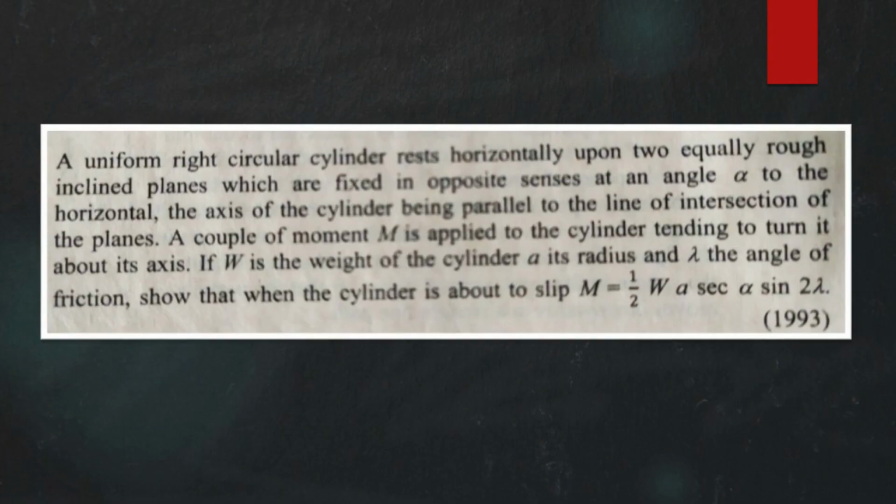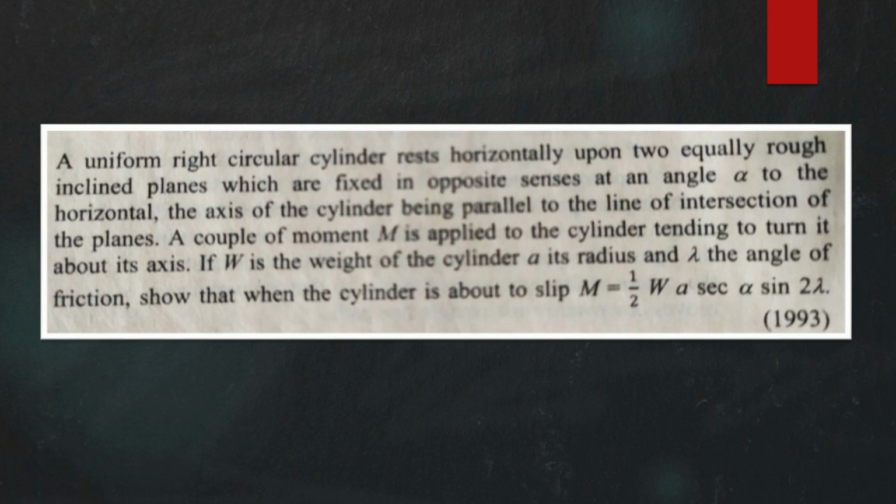Okay, a uniform right circular cylinder rests horizontally upon 2 equal rough inclined planes which are fixed in opposite senses at an angle alpha to the horizontal. The axis of the cylinder is parallel to the line of intersection of the planes. A couple of moment M is applied to the cylinder tending to turn it about its axis. If W is the weight of the cylinder, a its radius, and lambda the angle of friction, show that when the cylinder is about to slip, M = half W a sec alpha sin 2 lambda.